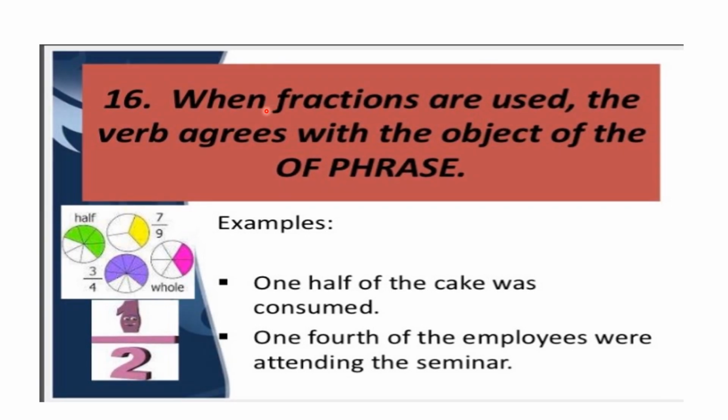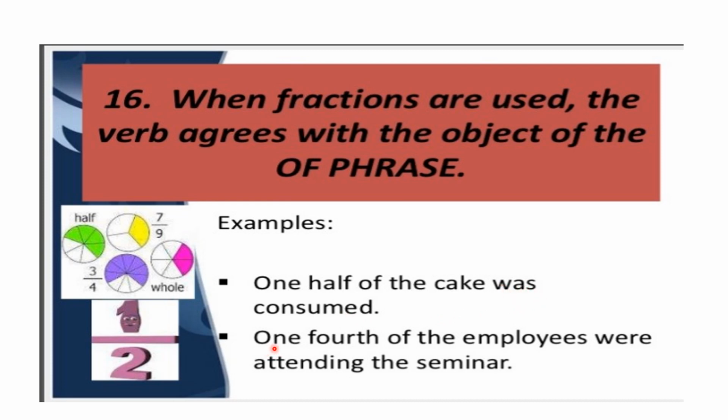The 16th rule: when fractions are used, the verb agrees with the object of the phrase. Look at the following examples. One half of the cake was consumed. So this is the phrase, one half of. Now this is the object of the phrase, the cake. The cake is the object of this phrase, one half of the cake. So the cake was consumed. So this was is a singular verb.